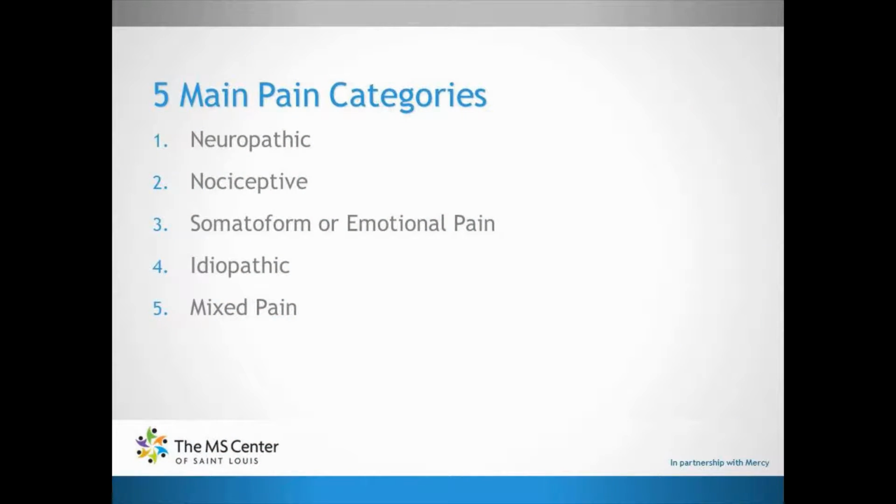Some articles talk about more than 5, but there really are 5 basic types of pain that we see in MS. And you may not have heard of these labels. Probably you've heard of number 1, which is neuropathic type pain. We'll be going through each one of these in detail. So there's neuropathic pain, what we call nociceptive type of pain, and then somatoform or emotional type of pain. That one's a little bit challenging to diagnose. Something called idiopathic, where we really don't know the cause for it. And then mixed pain. Some people have 2 kinds of pain together.